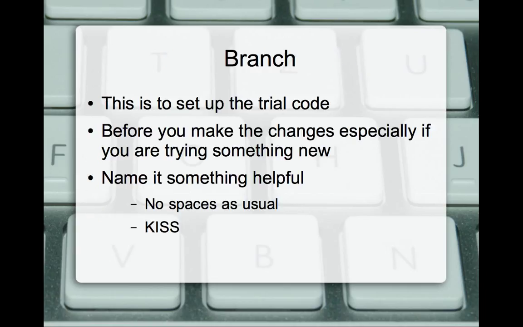So the branch itself is where we set up our trial code. You want to make sure you do this before you make the changes. One of the biggest things you want to do is make sure you make this branch name something that makes sense. Again, just like with everything else in GitHub, no spaces in our file name. So for our branch name, we use either underscores or mixed case notation. The big principle on that is the KISS principle. Again, keep it simple. Keep it stupidly simple. Name it something that makes sense, like add new pop-up window feature, or testing out icon, or something that makes sense as to what the actual feature you're adding is, so that you know exactly why that branch is there in the first place.